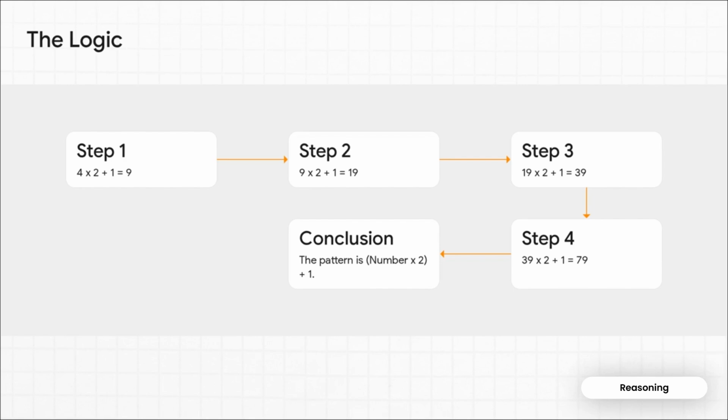If we take 4, multiply by 2, and then add 1, we get 9. Let's see if that works for the next one. 9 multiplied by 2 plus 1 is 19. Yes! So we've confirmed the pattern. You multiply each number by 2 and then add 1. Following that logic, our answer comes out to 159, because 79 times 2 is 158, and when you add 1, you get 159.